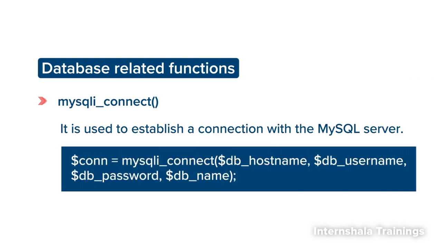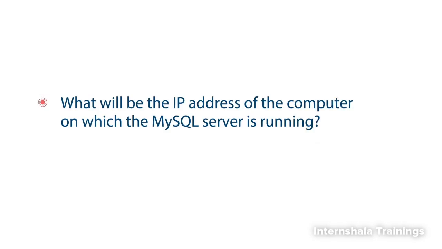And this is the query that we need to use to establish the connection. This query has 4 parameters. The host name parameter is the domain name or the IP address of the computer on which the MySQL server is running. If you have to guess the IP address of the computer on which the MySQL server is running, what would that be? The IP address will be 127.0.0.1 as the MySQL server and the web server are running on the same computer.